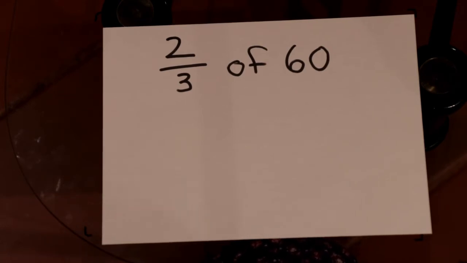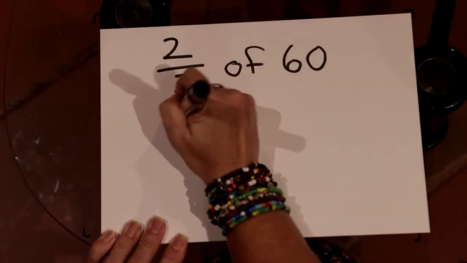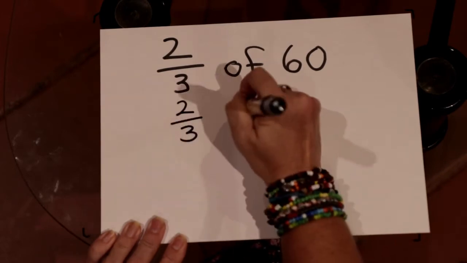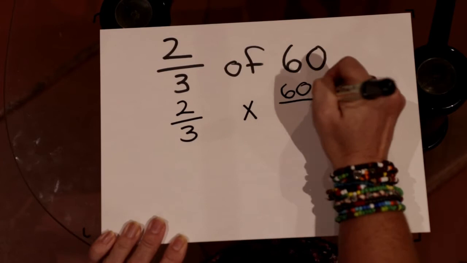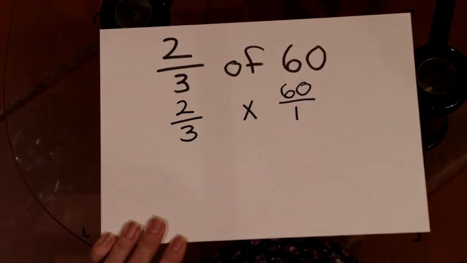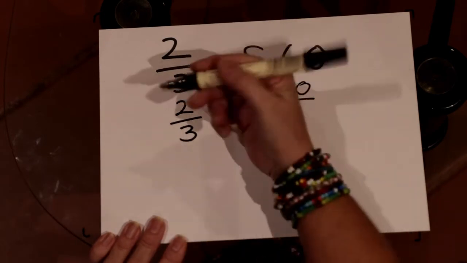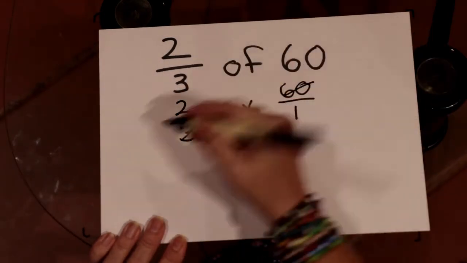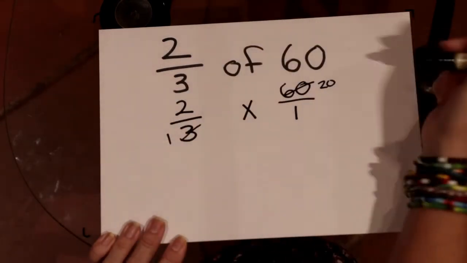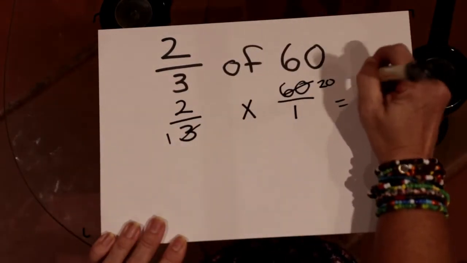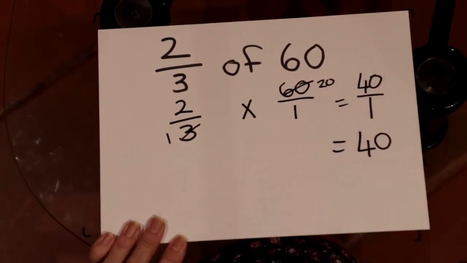Okay, so we said the moment we see "of", we know that we can times. So we say 2 over 3 times 60. The 60 is not a fraction yet. I make it a fraction by writing it over 1. Now it's a normal times-by-fraction sum. I first see if I can cross cancel, and I can. 3 goes into 3 once, 3 goes into 60 twenty times. 2 times 20 equals 40. 1 times 1 equals 1. And my final answer is 40.